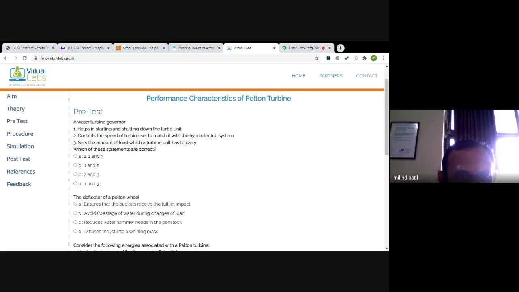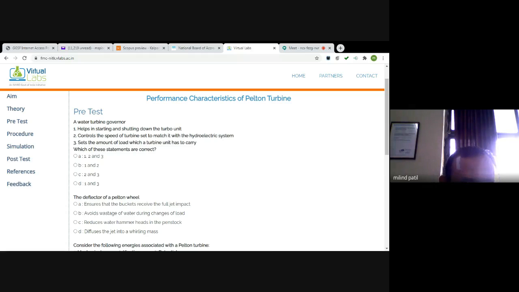Suppose there is a turbine, obviously a Pelton turbine governor. I am writing three different sentences about this turbine governor, and you have to find out which of these statements are correct. First, it helps in starting and shutting down the turbine unit. Second, it controls the speed of the turbine set to match it with the hydroelectric system. And third, it sets the amount of load which a turbine unit has to carry. So which of these statements are correct? Are all three correct? Or only one and two? Or only two and three? Or only one and three?